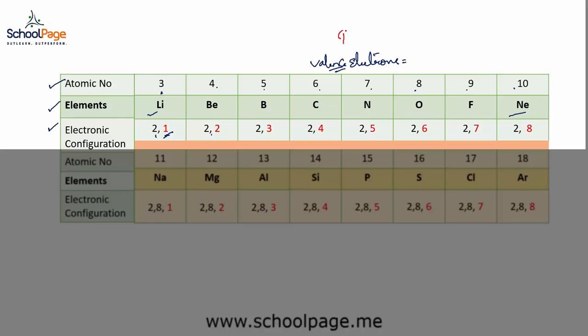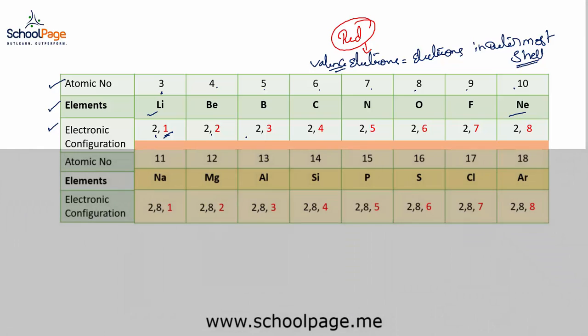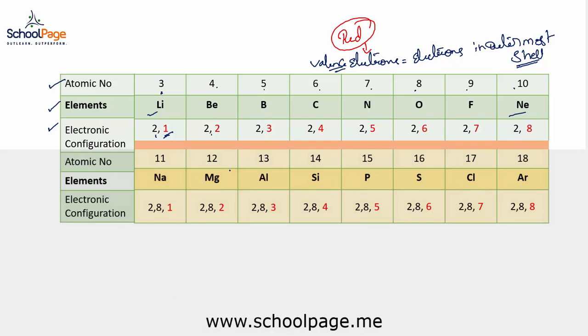All the numbers which are marked in red are valence electrons. Valence electrons are nothing but electrons in the outermost shell. The outermost is the last shell of the atom. So you can see there is a periodicity in that also: 1, 2, 3, 4, 5, 6, 7, 8. Now let's go to the next period.